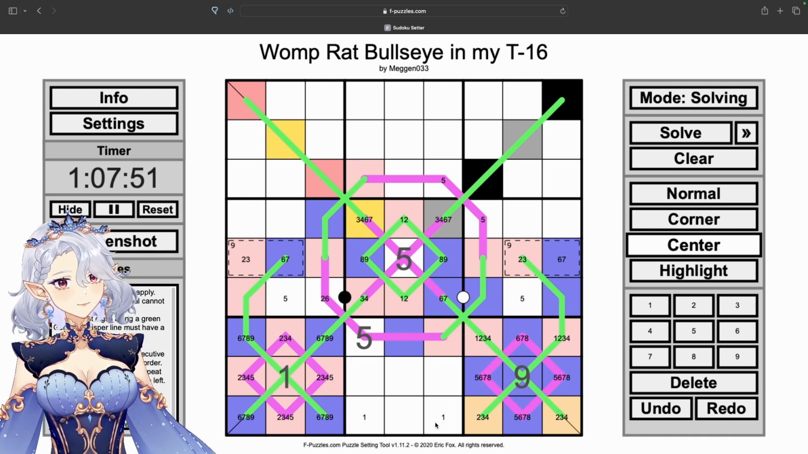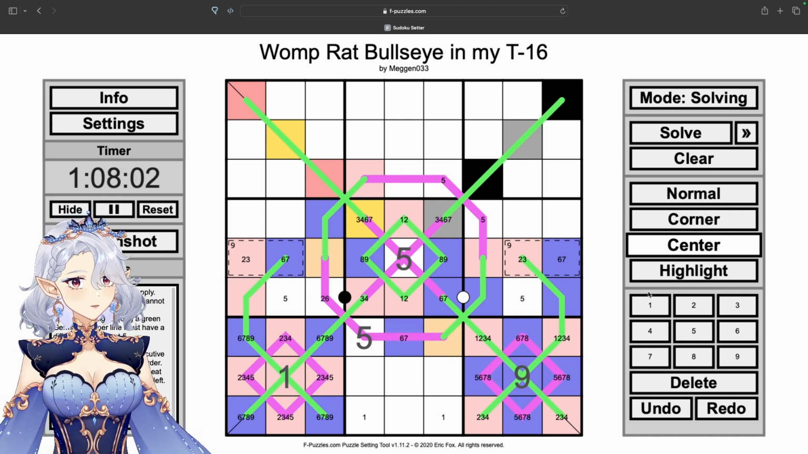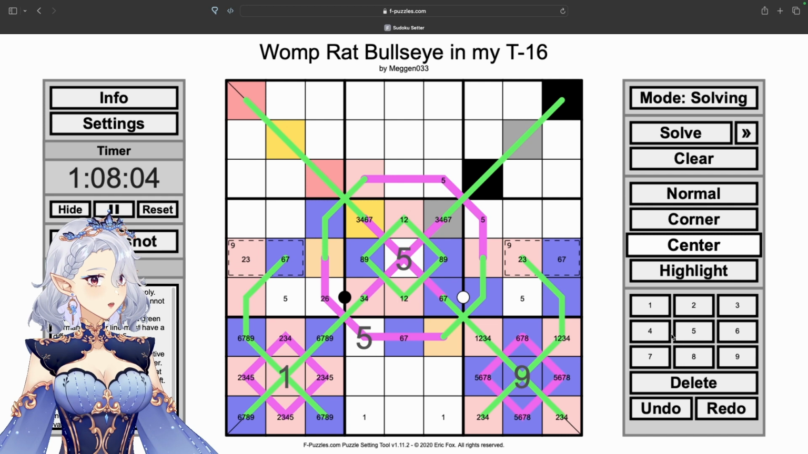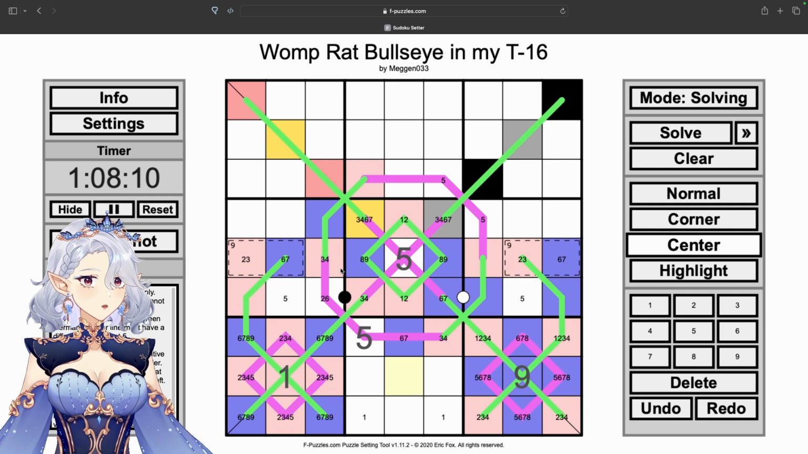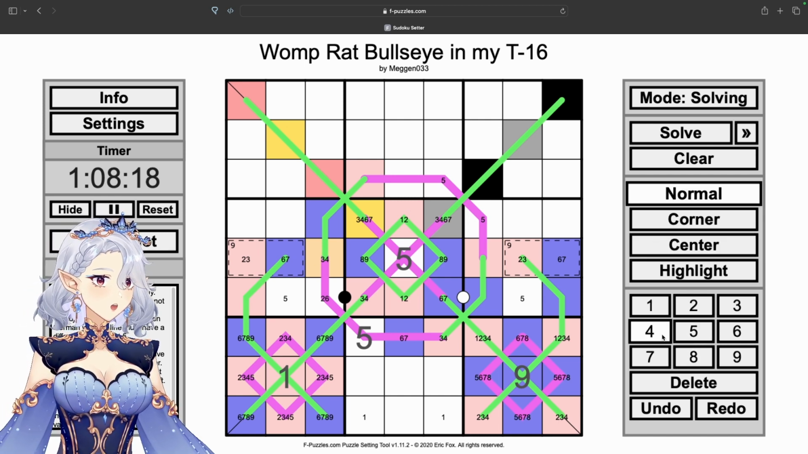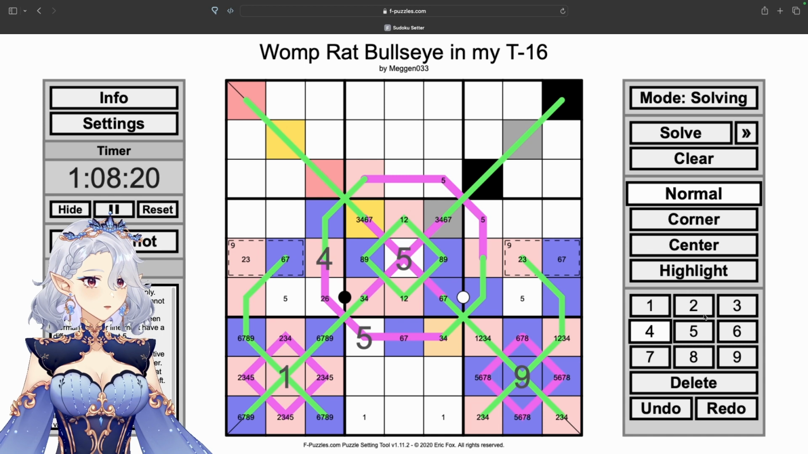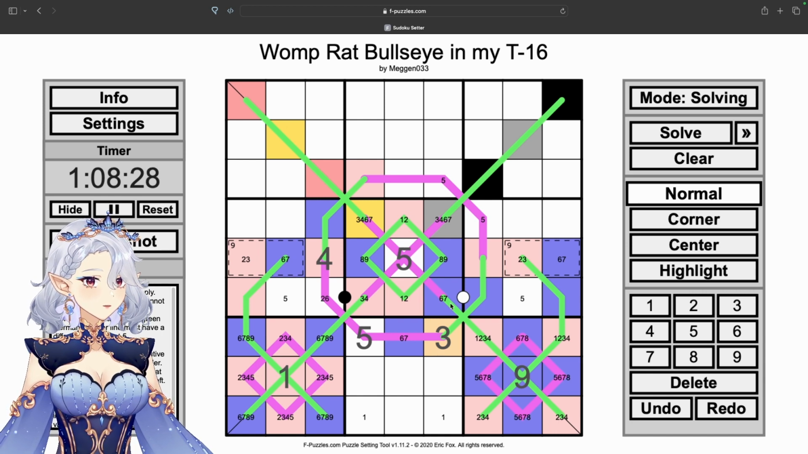So one of these has to be 1. And this has to be a 6 or 7. And these two have to be a 3 or 4. But this cannot be 3. Because the 3 has to be in the killer cages here. So this has to be a 4. And this has to be a 3. Which gives us 2 more numbers to work with.